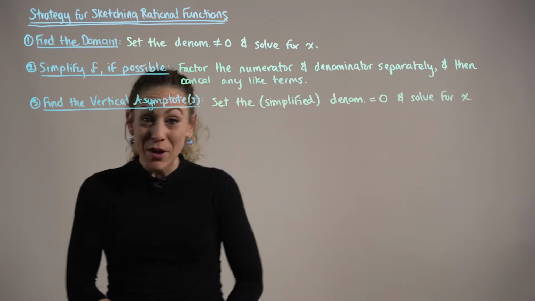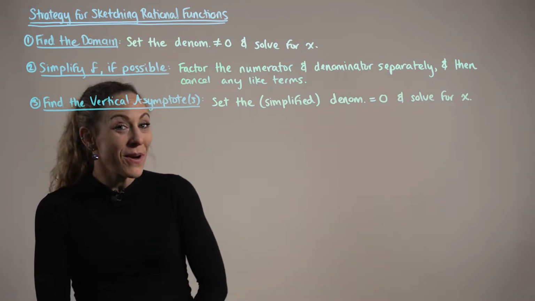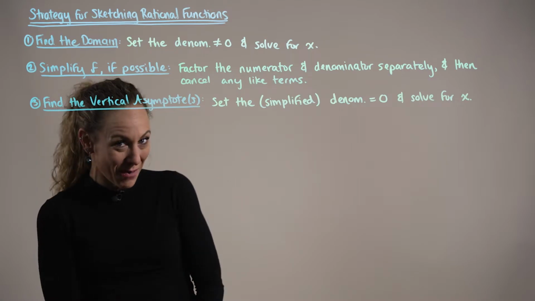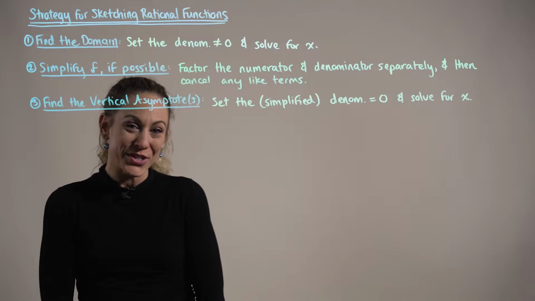Step 3. So in step 3, we're now ready to find the vertical asymptotes. Now remember, we want to set the simplified denominator equal to 0 and then solve for x so that we don't produce any false conclusions.